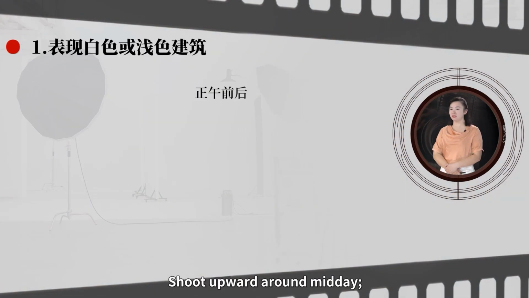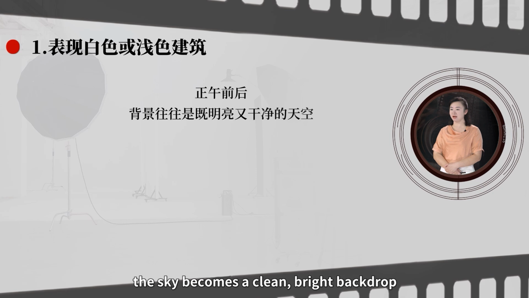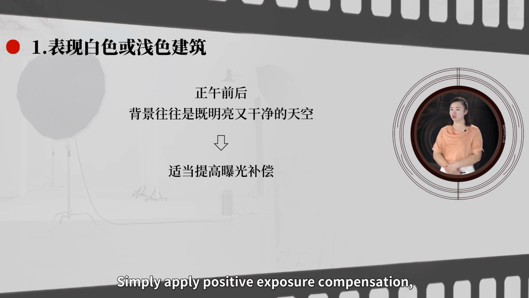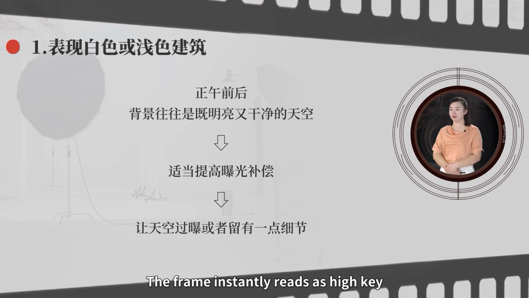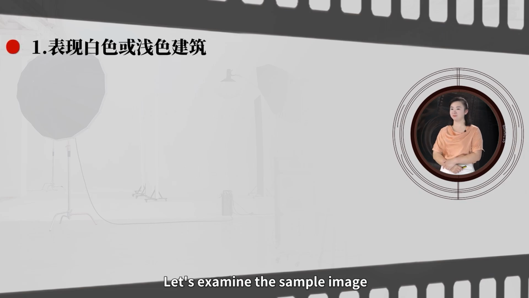Shoot upward around midday, and the sky becomes a clean, bright backdrop. Simply apply positive exposure compensation, letting the sky blow out or retain minimal detail. The frame instantly reads as high-key. The resulting photograph displays an overall high-key atmosphere. Let's examine the sample image.